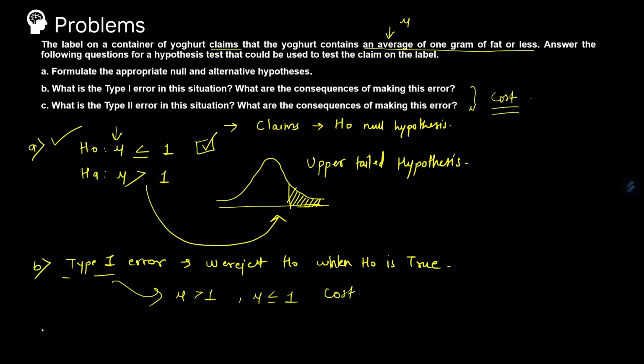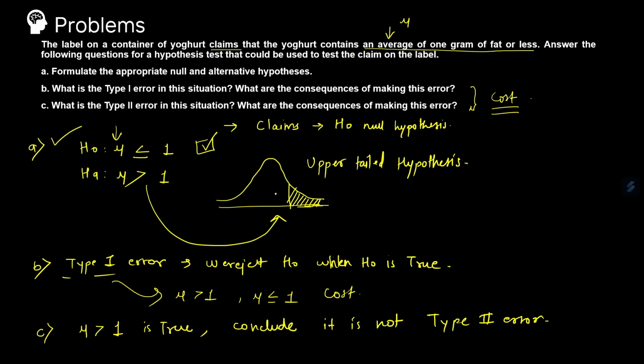Anyways, let's understand C. What is the type 2 error in this situation? Type 2 error could be that mu is greater than 1 is true, but we conclude that it is not. That is type 2 error. So that is it. This is what is there in the problem, and it is very simple.